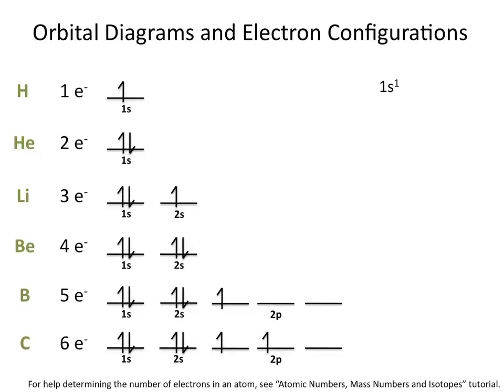We can then write our electron configurations in an abbreviated fashion by writing the energy level and subshell, followed by the number of electrons in that subshell as a superscript. So for hydrogen, we would write 1s1. Helium would be 1s2. Lithium would be 1s2, 2s1. Beryllium would be 1s2, 2s2. Boron would be 1s2, 2s2, 2p1. And carbon would be 1s2, 2s2, 2p2.